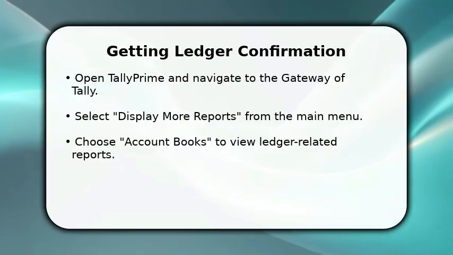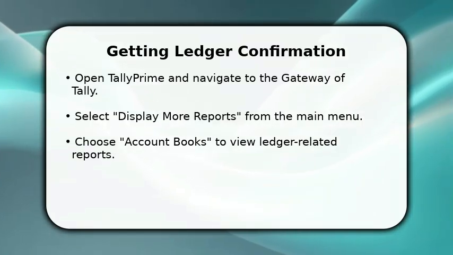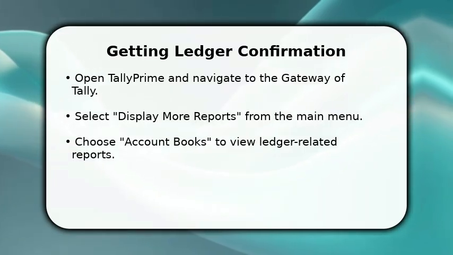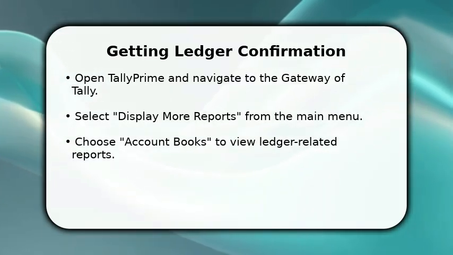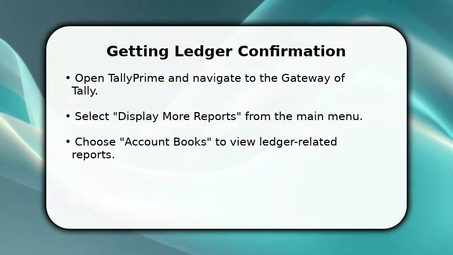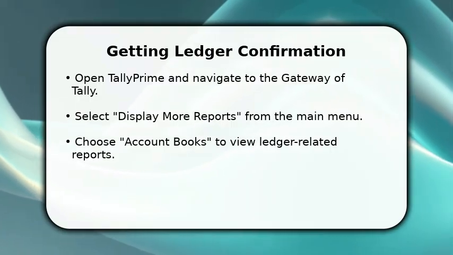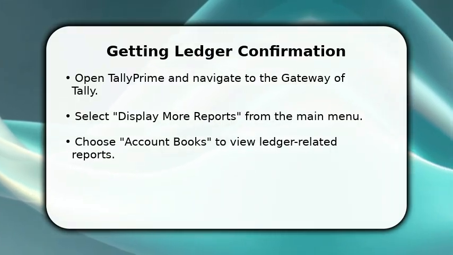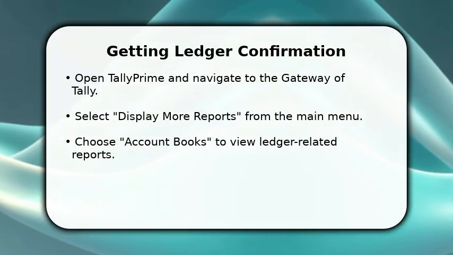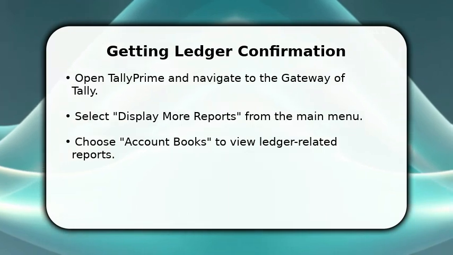In this video, I will explain how to get ledger confirmation in Tally Prime. First, open Tally Prime and go to the gateway of Tally. From there, select Display More Reports to access additional reporting options. Next, choose Account Books to find all your ledger-related reports and statements. This initial step sets you up to easily locate the specific ledger you need for confirmation. It's a straightforward process to begin your search.